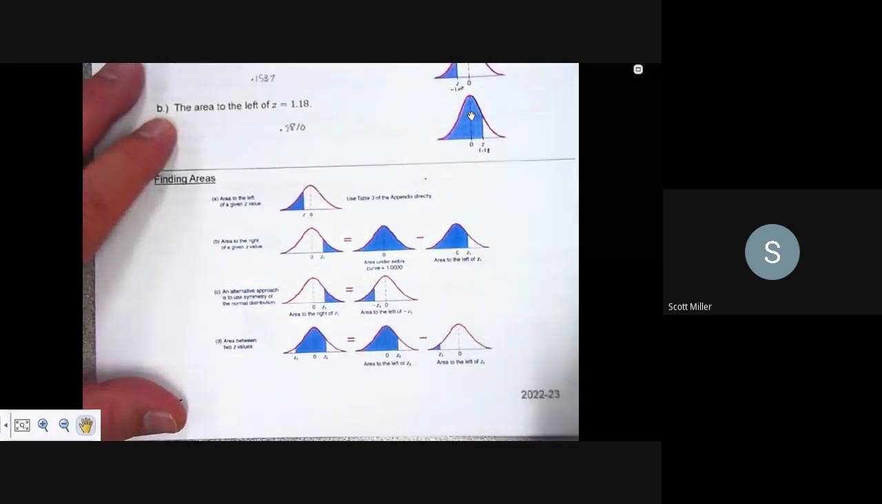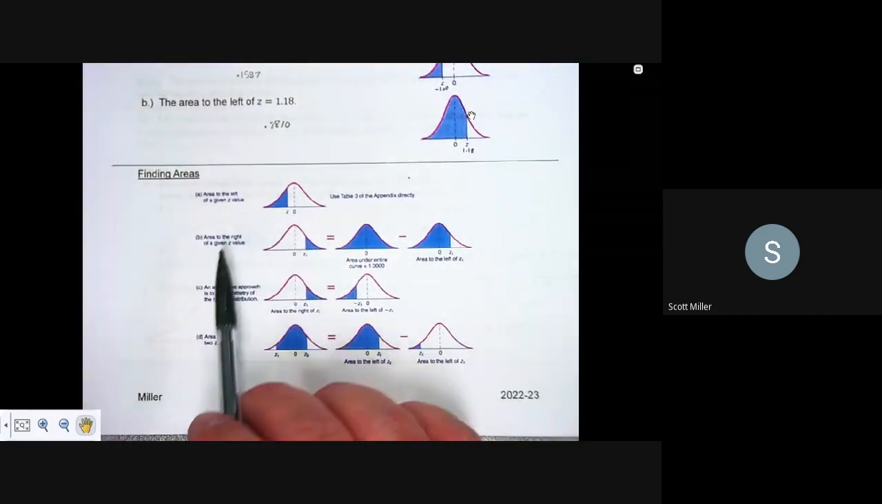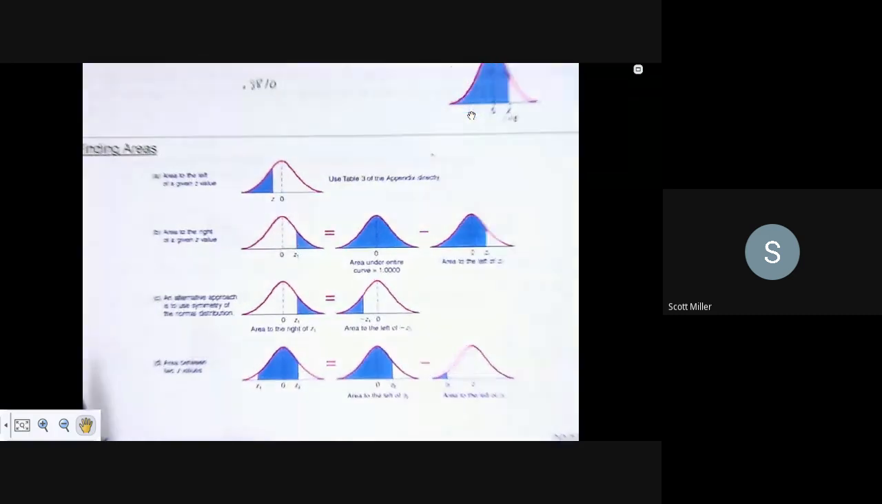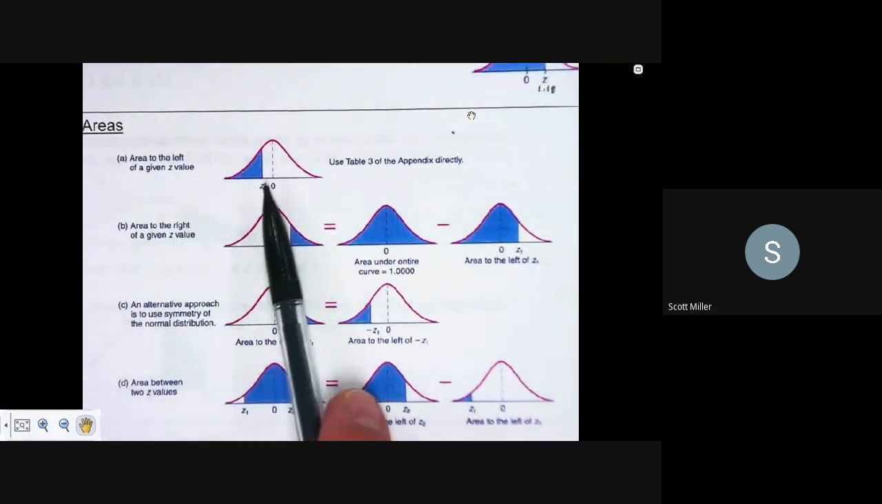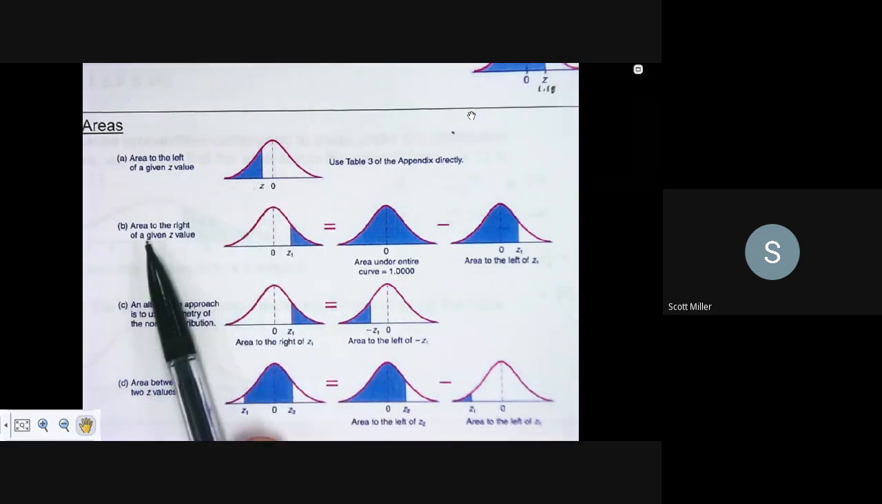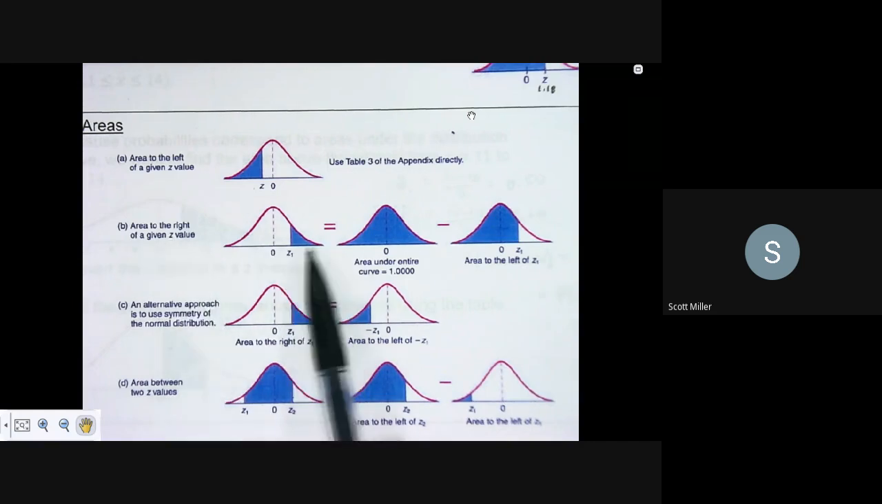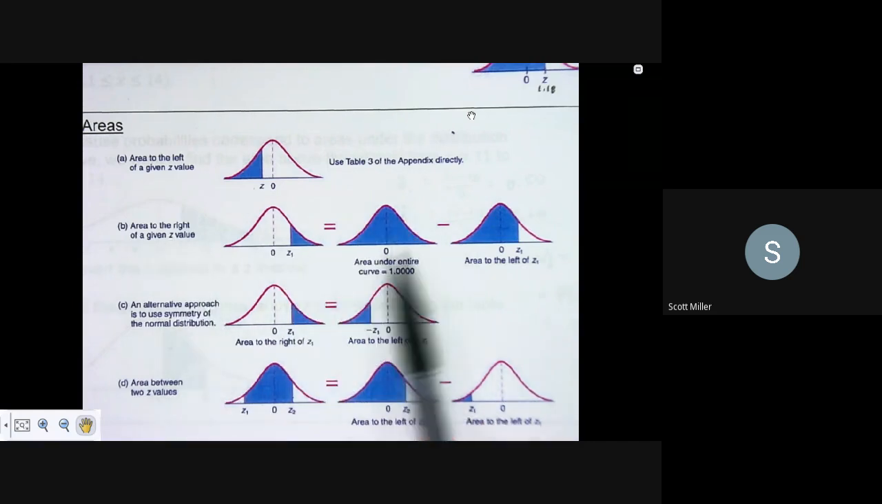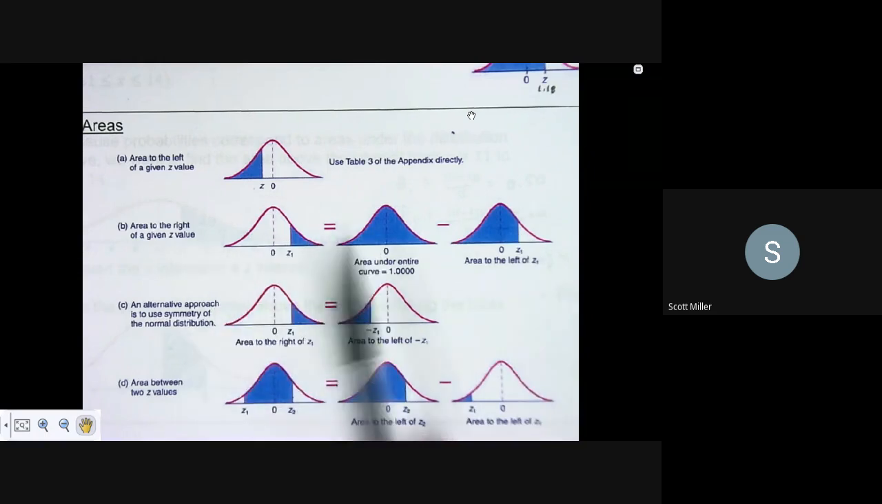Let's take a look at some of the ones that we're going to be doing, and to help us out, here's a little chart down here. I know the words are kind of hard to see, but I'll zoom in here so those who are taking notes at home can see it. Area to the left. What if I want to find the area to the right? If I want to find the area to the right over here, then it's the whole area, which is 1, minus the area to the left. So that's how you get areas to the right.